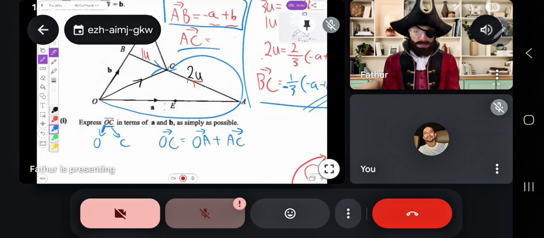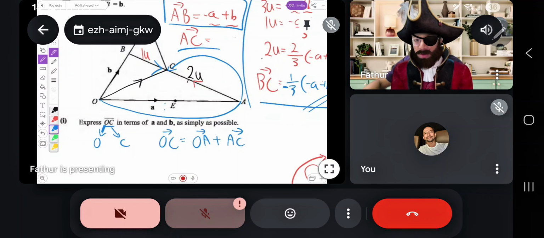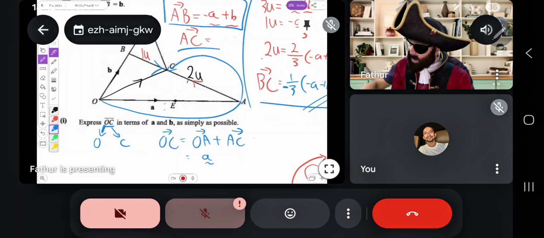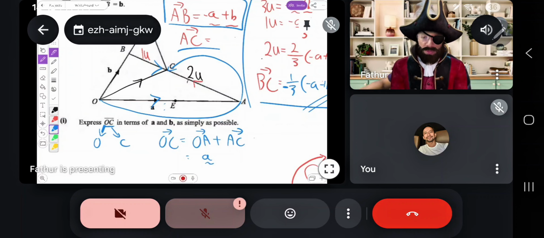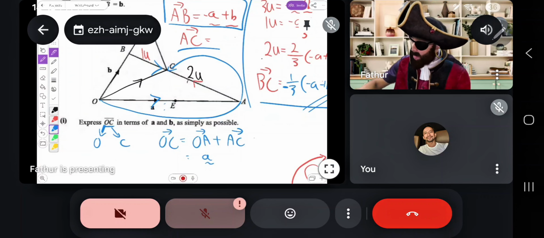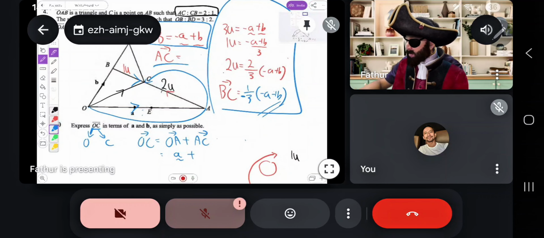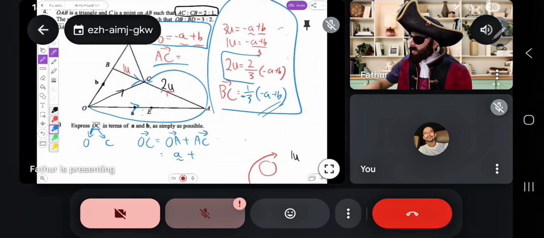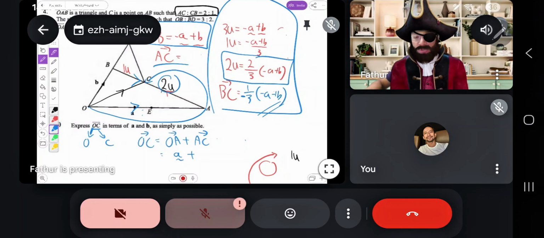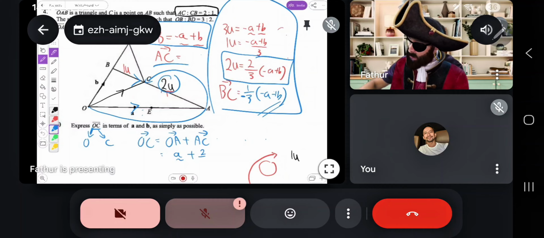All right, in this way. So now you know that OA equals A, the same direction of A as well. So I just put it that way, and then plus AC. Didn't we find AC already? Oh yeah, we did find AC already, which is this part. AC is 2 units, so plus 2/3 bracket negative A plus B.